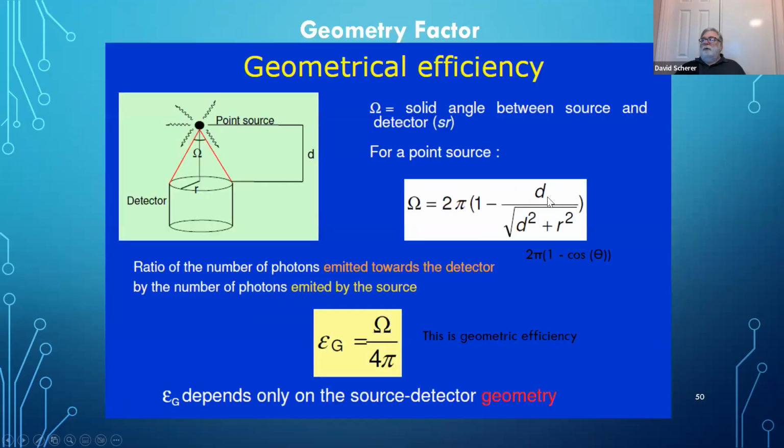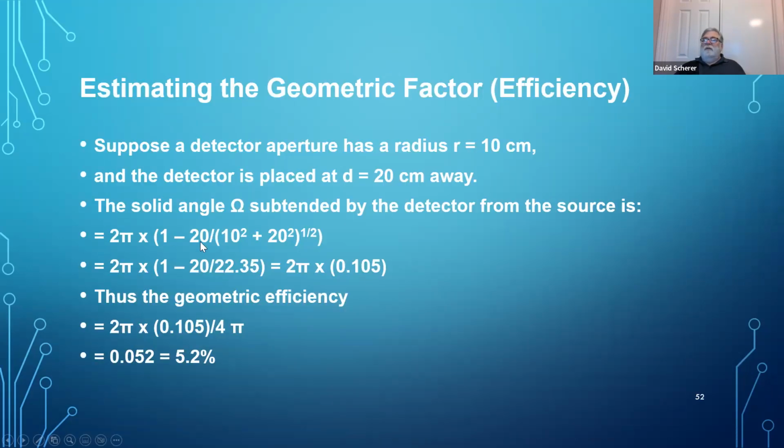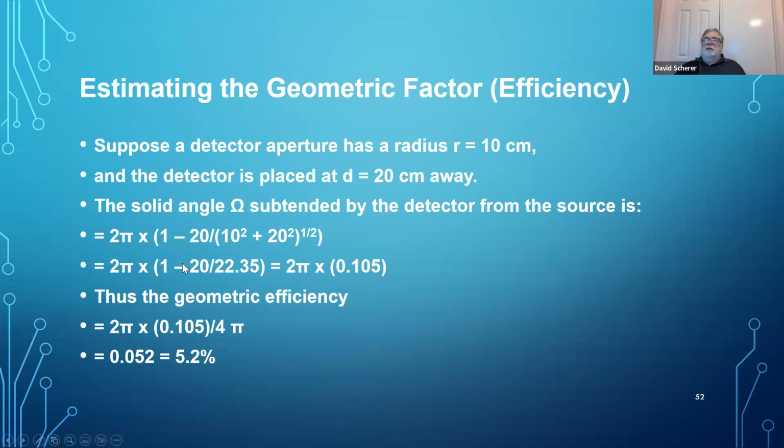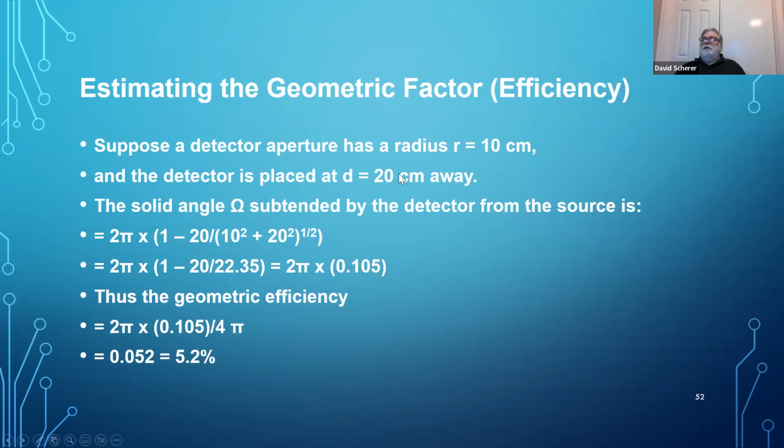We use this formula here. It's the distance divided by the square root of the sum of the distances squared. We put those numbers in, and it turns out that we have a solid angle of about 5%. So about 5% of all the events that are taking place will be intercepted by our detector. Then there are inefficiencies that we'll talk about later that take place inside it. So you can improve your efficiency by being very close to the event.